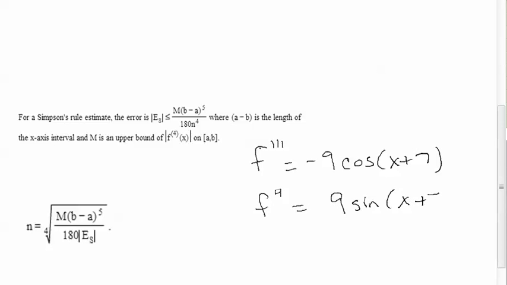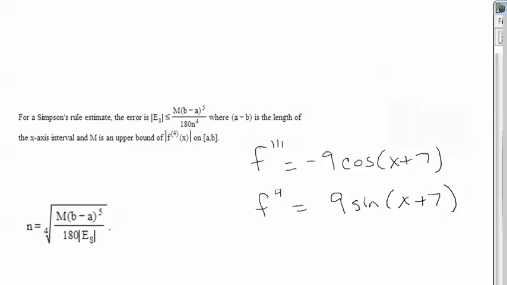It's the same logic again, that the upper bound on any interval will be 9 because the sine function fluctuates between -1 and +1. So if you multiply it by 9, the most that it could ever be is 9. So you put 9 in for M, and then the rest of this will be the same. We'll come over to our calculator and type that in.